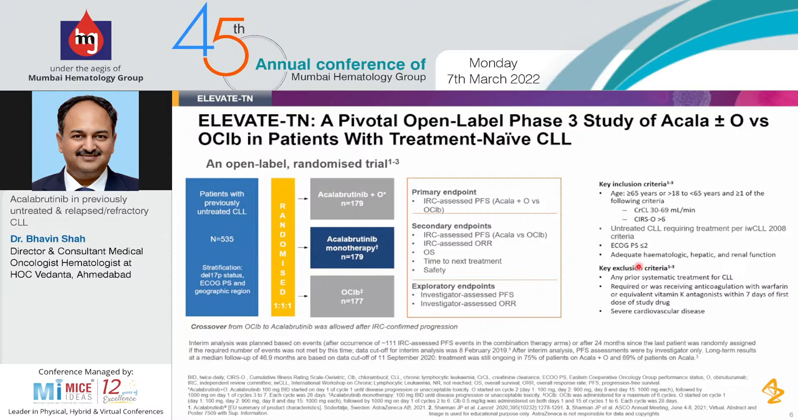Now, which are the studies on the basis of which this drug got approval? So this is ELEVATE-TN. It is an open label phase 3 study of acalabrutinib plus or minus obinutuzumab versus obinutuzumab plus chlorambucil in patients with treatment-naive chronic lymphocytic leukemia. Around 500 plus patients were equally distributed between the three cohorts. The primary endpoint of the study was independent review committee assessed progression-free survival between acalabrutinib plus obinutuzumab versus obinutuzumab chlorambucil. The secondary endpoints were IRC assessed PFS between acalabrutinib monotherapy versus obinutuzumab and chlorambucil, IRC assessed overall response rate, overall survival, time to next treatment, and safety.